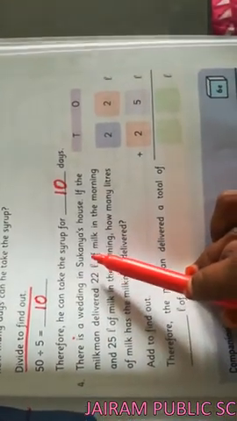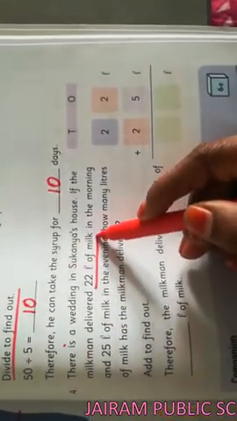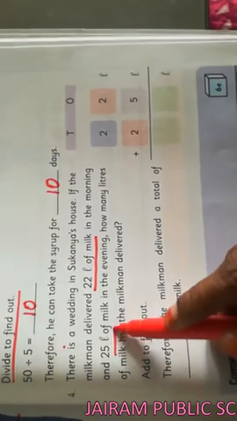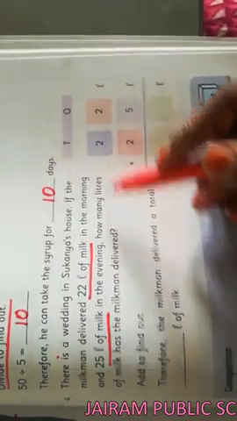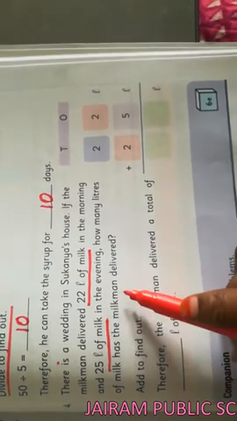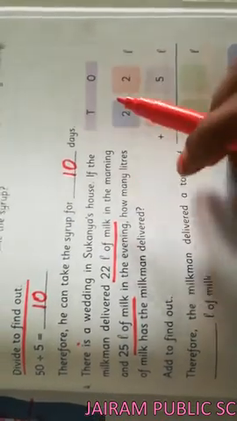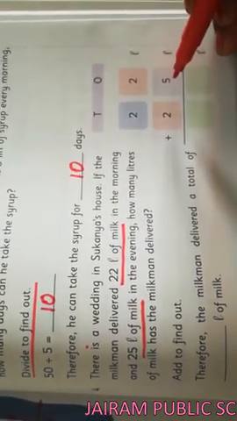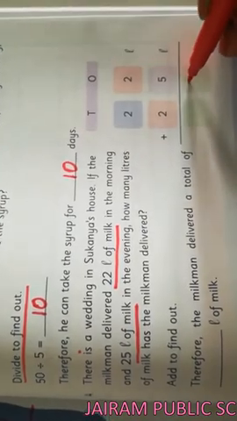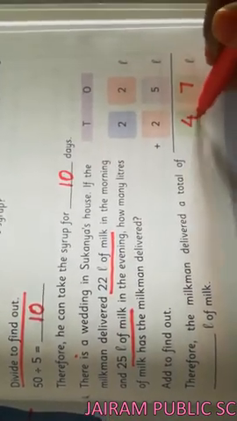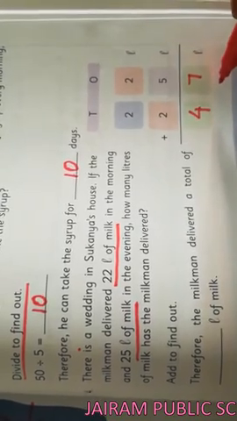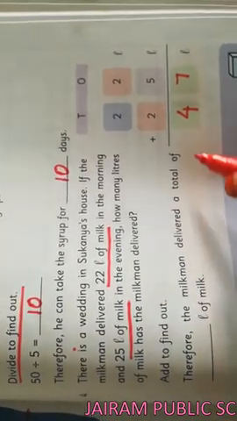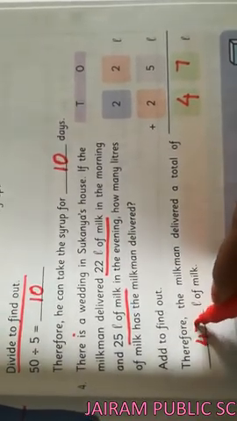Next one, fourth sum. There is a wedding in Suganya's house. If the milkman delivered 22 liters of milk in the morning and 25 liters of milk in the evening, how many liters of milk has the milkman delivered? For that we have to add the given sum. So we have to write it in the place value. Then we have to start adding. 2 plus 5 will be 7. 2 plus 2 will be 4. So 22 plus 25 will be 47. Therefore, the milkman delivered a total of 47 liters of milk.